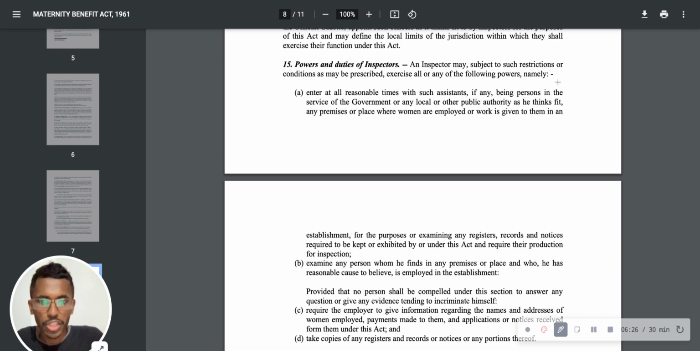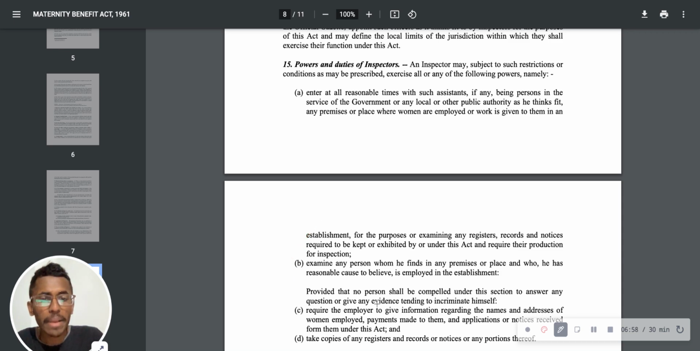An inspector may, subject to such restrictions or conditions as may be prescribed, exercise any of the following powers, namely: A, enter at all reasonable times, with such assistance, if any, being persons in the service of the government or any local or public authority as he thinks fit, any premises or place where women are employed or work. He can go and check. That's the basic aspect mentioned here. B, examine any person whom he finds in any premises or place and whom he has reasonable cause to believe is employed there. So he can go and examine at any point of time.